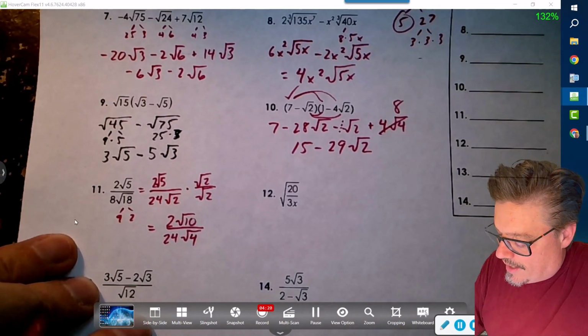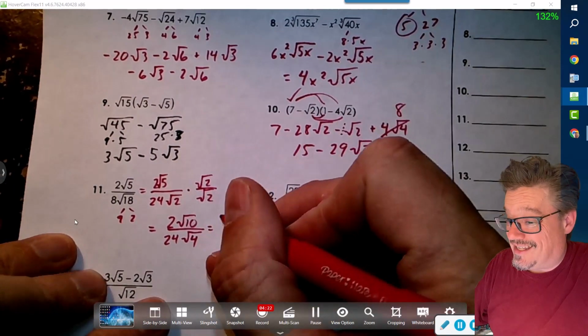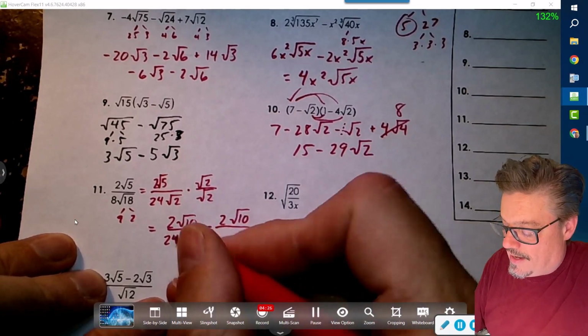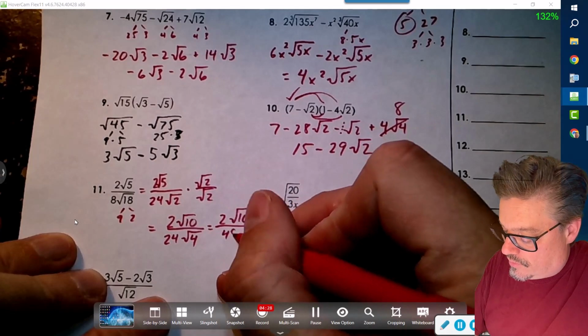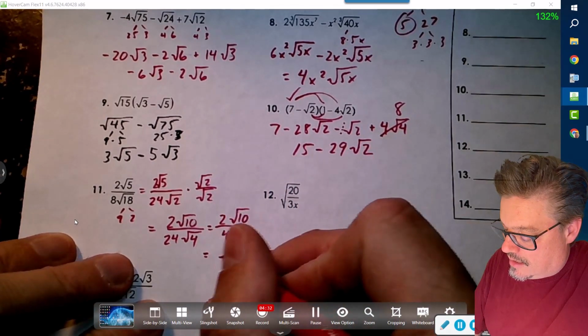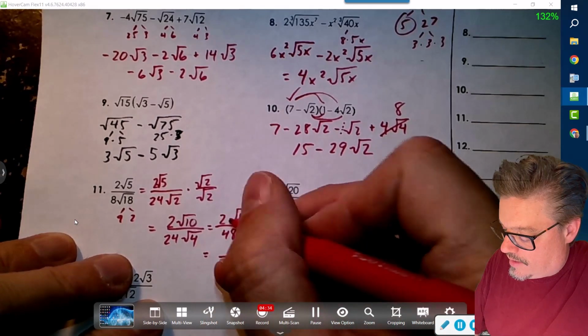So 2 over radical 10, okay? Now that radical 10 is going to stay radical 10. That's going to be 48, and then it looks like 2 will go into both of those, so I will have a 24 and 1 over 24, so radical 10.